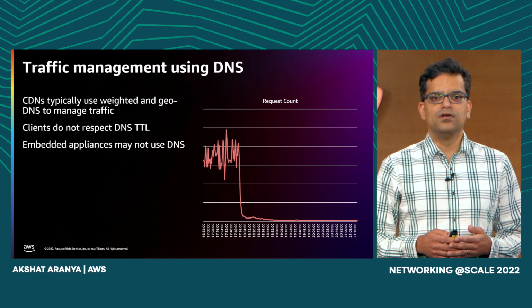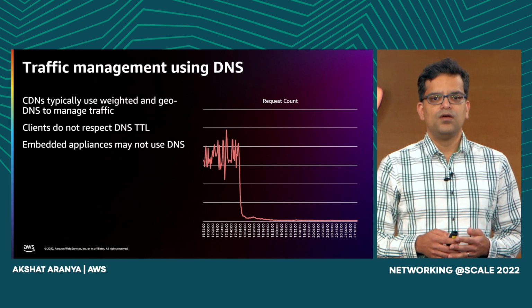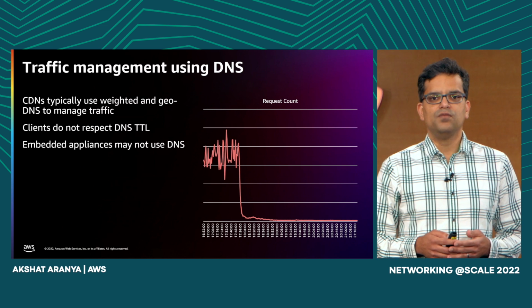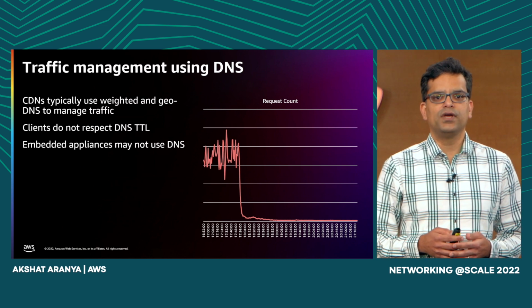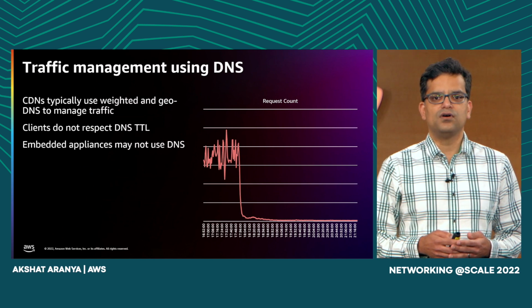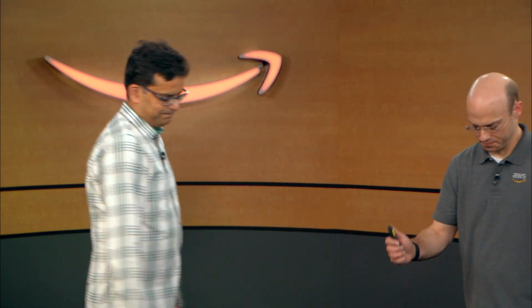As an example, we recently migrated our API service to a new load balancer. When we moved its DNS record from the old load balancer to the new one, we saw that a majority of traffic quickly moved off of the old load balancer, but we continued to see some traffic on the old load balancer for about 2 hours. Now let's see how Global Accelerator helps to solve this problem. Alan? Thanks, Akshat.